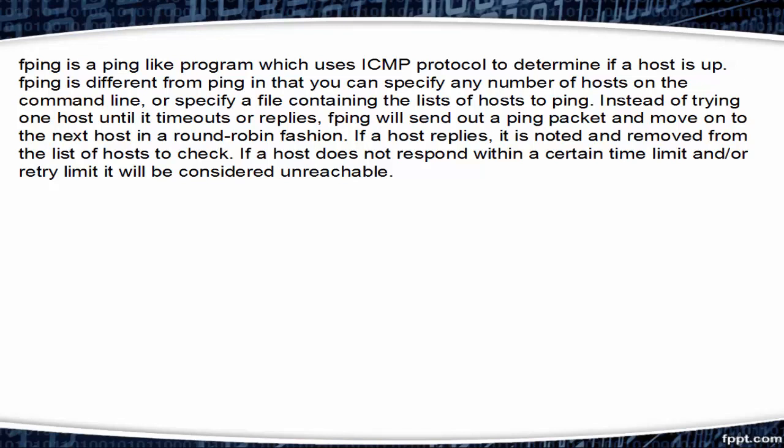Fping is different from ping in that you can specify any number of hosts on the command line, or specify a file containing a list of hosts to ping. Instead of trying one host until it times out or replies, fping will send out a ping packet and move on to the next host in a round-robin fashion. If a host replies, it is noted and removed from the list of hosts to check. If a host does not respond within a certain time limit or retry limit, it will be considered unreachable.